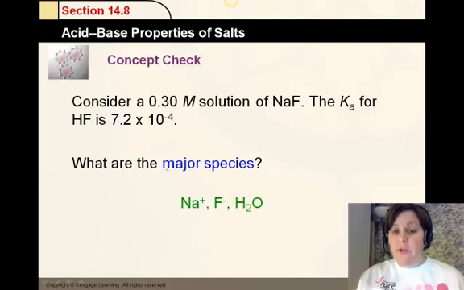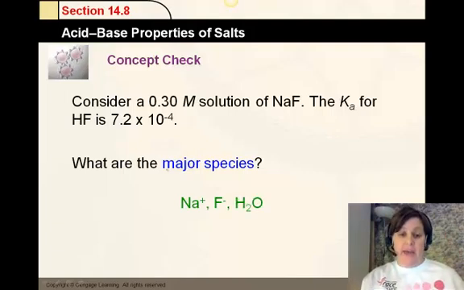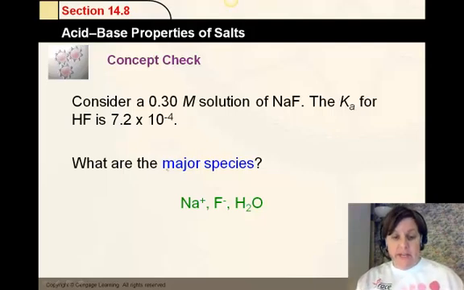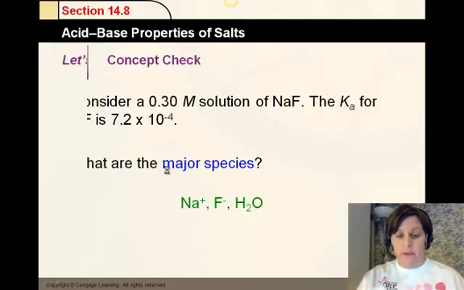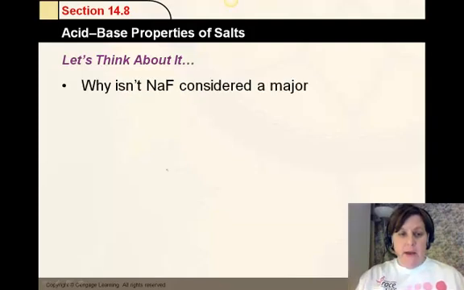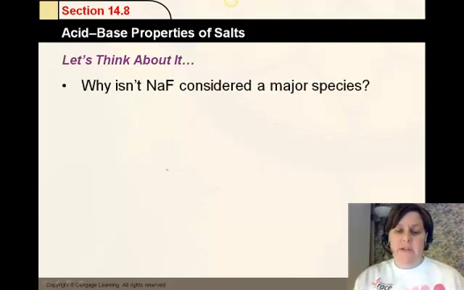Well, remember, salts ionize. So we have Na positive, F negative, and water. And we're going to think about, why isn't NaF considered a major species? Well, remember, if it breaks apart into ions, then it's not a major species. So that's why it's not here.